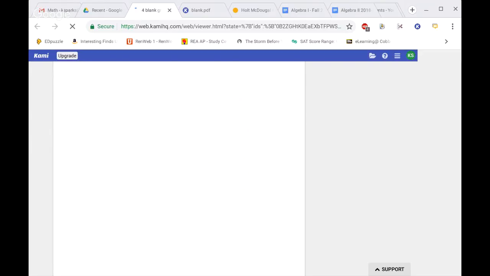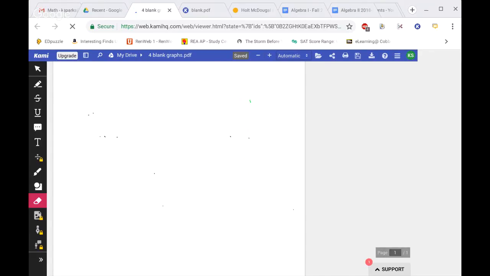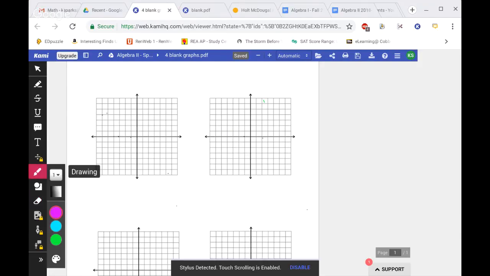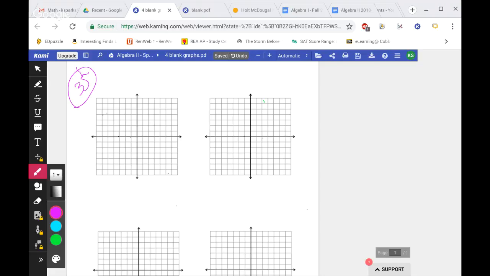Okay, so for number 35, you're supposed to plot the complex number. I'm going to make this one 35. Number 35 is -5 plus 3i. The x is the real axis, and the y is your imaginary. So you're going to go over 5, 1, 2, 3, 4, 5, and then up 3. And you're good.